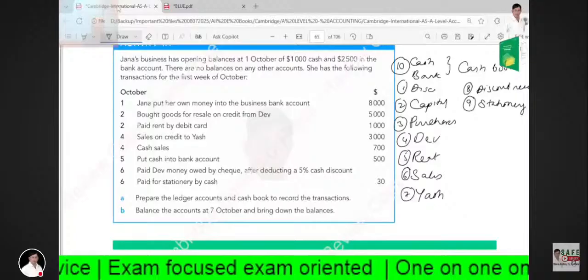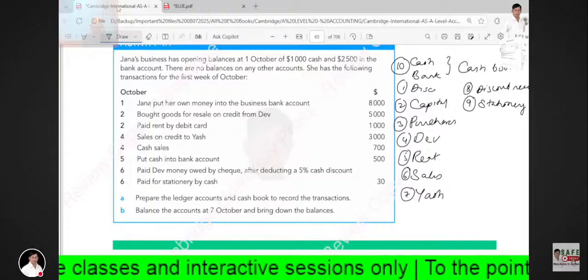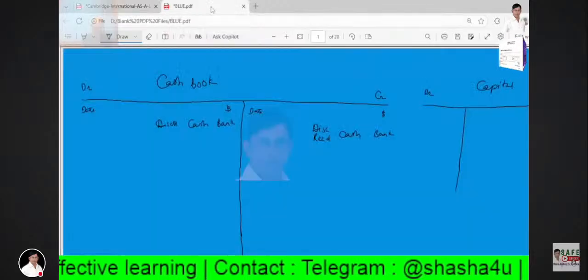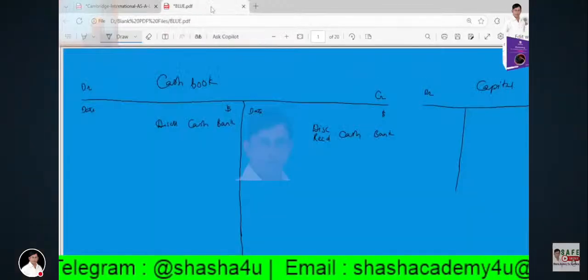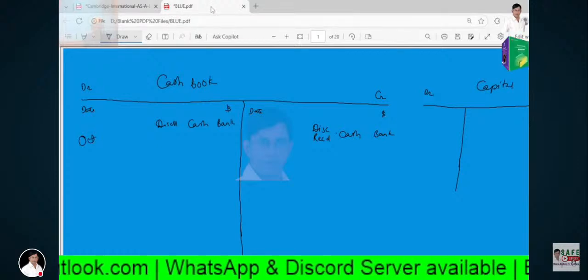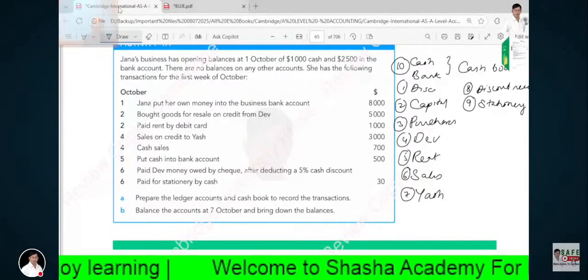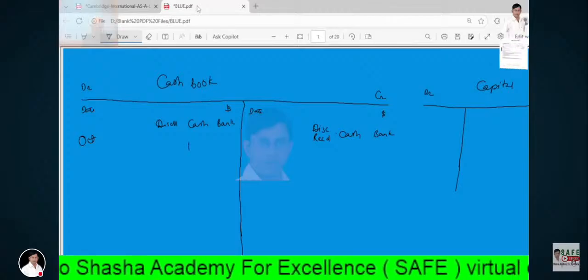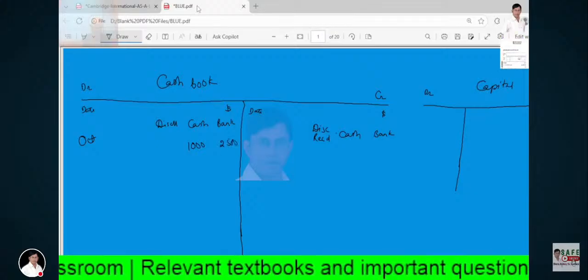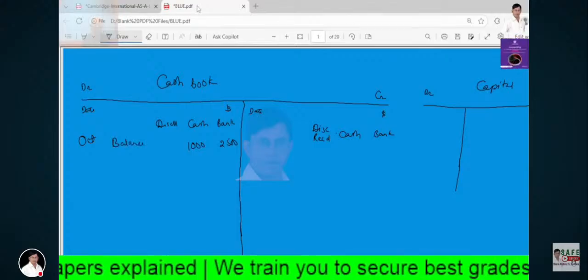First October, cash 1,000, bank 2,500. So it is balance brought down: 1,000 cash and 2,500 in bank.